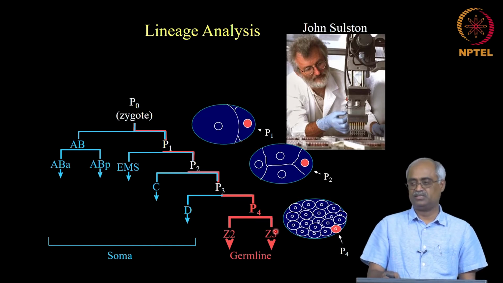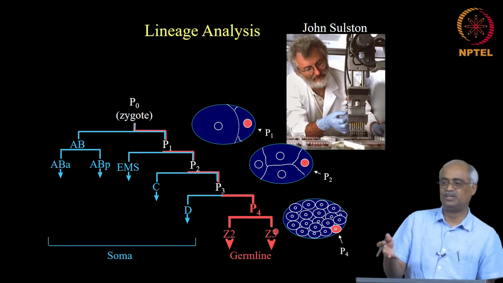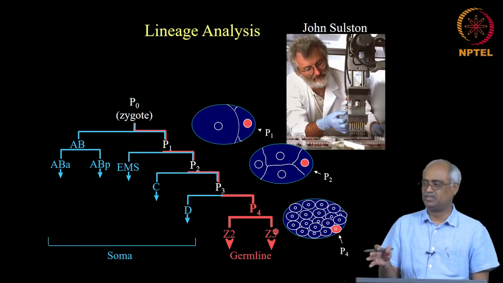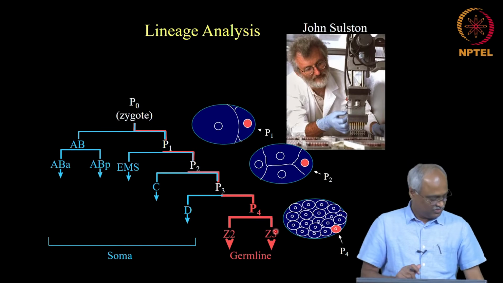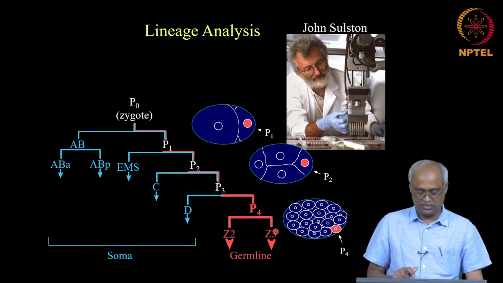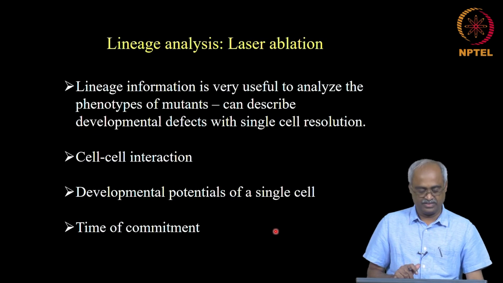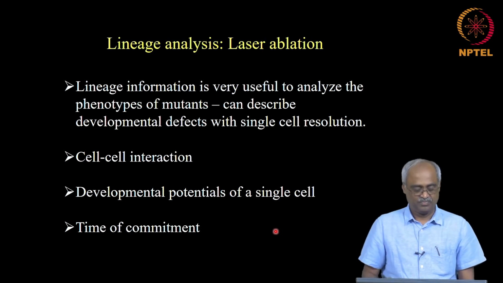So, John Sulston got it for the complete lineage of an organism for the first time, and Sydney Brenner got it because he started this model system and recognized its importance. So, why are we interested in lineage analysis? That is coming in the next slide.